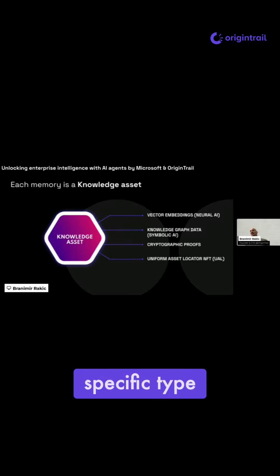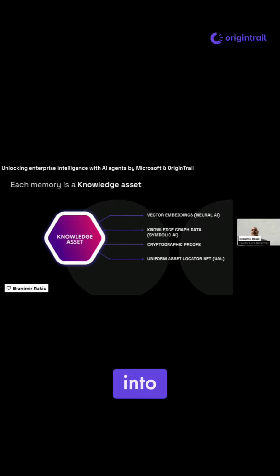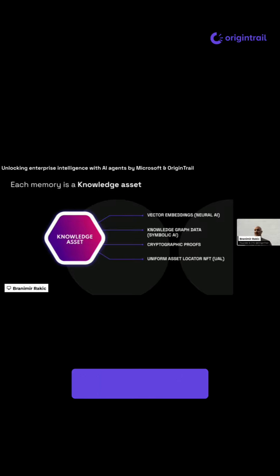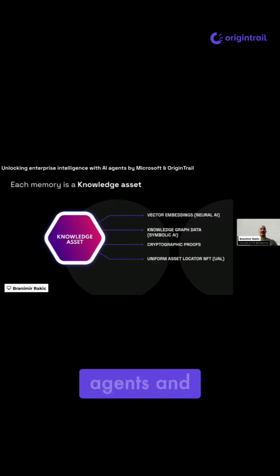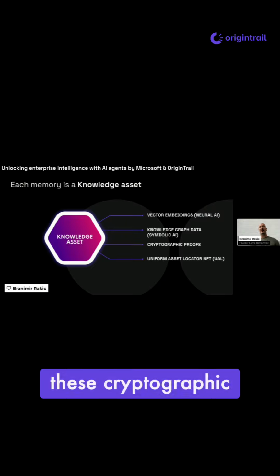And a very specific type of identifier, I was very excited to hear that Microsoft is going into as a specific project just for the agent identification, because I believe that could be something that would well integrate with this. The Uniform Asset Locator, which is a new type of URL, which is basically self-resolvable, blockchain native, globally unique ID, essentially, that is allowing each knowledge asset to be discovered by agents and verified using these cryptographic proofs.